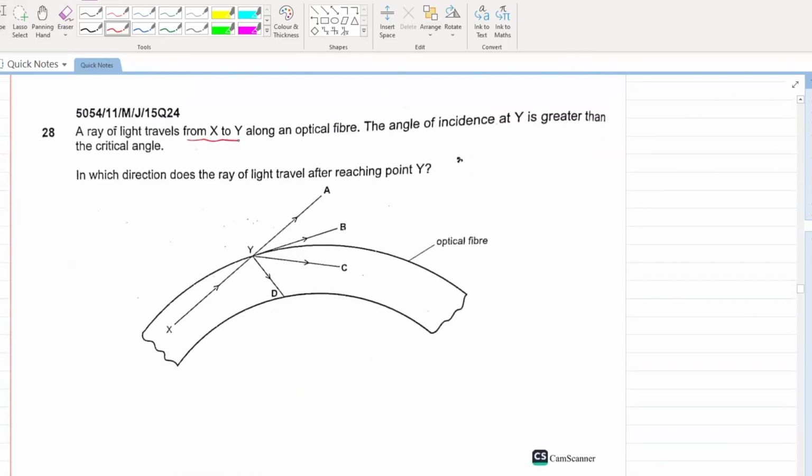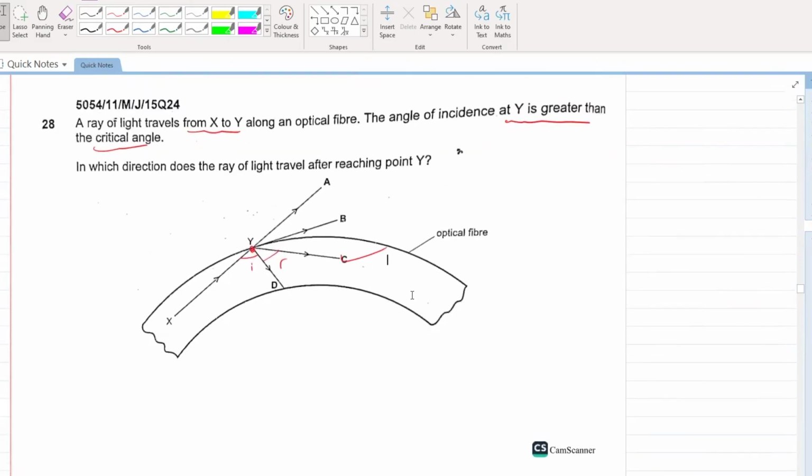A ray of light travels from X to Y along an optical fiber. The angle of incidence at Y is greater than the critical angle. In which direction does the ray of light travel after reaching point Y? So at Y, you are having total internal reflection, so the angle of incidence must be equal to the angle of reflection. C is your answer. That is, I would say, reasonable. Let's further move ahead.